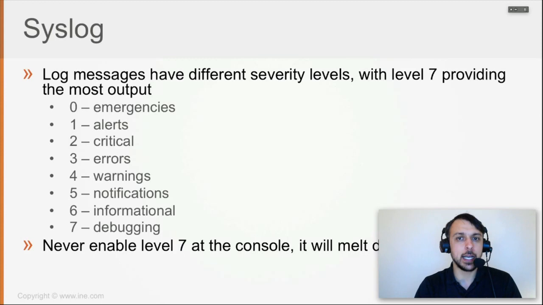In general, not to the VTY lines, because for the same reason it can crash the CPU. And also in general never to the Syslog server, because on the Syslog server you don't need debugging level output. So ideally you are going to leave the console and the VTY lines at level 5 or 6.